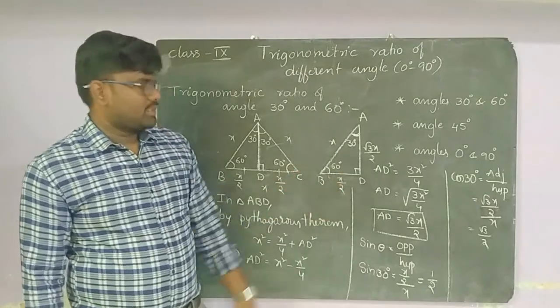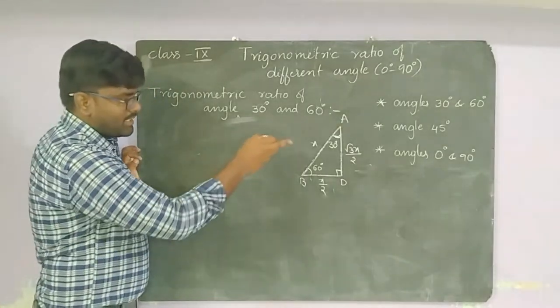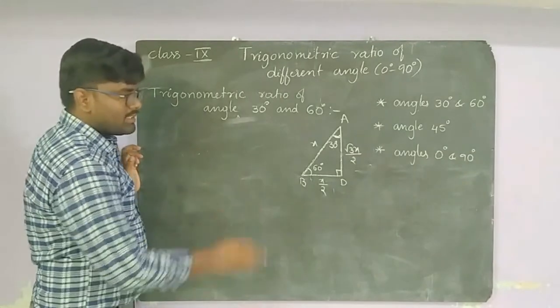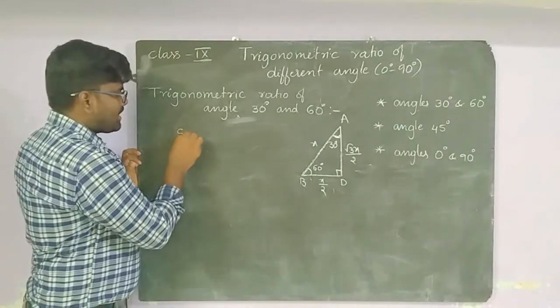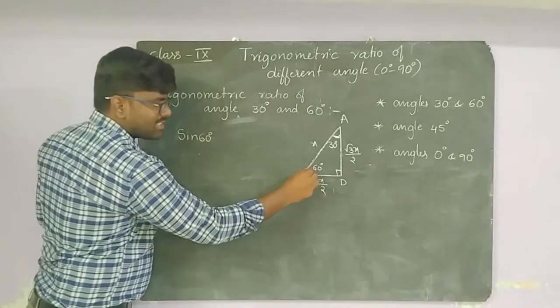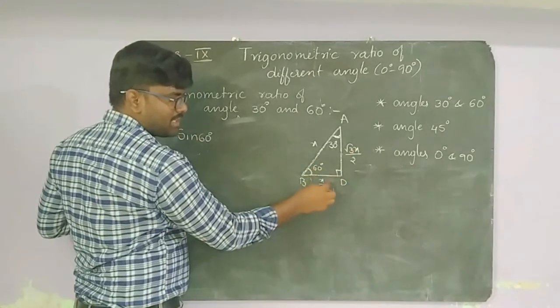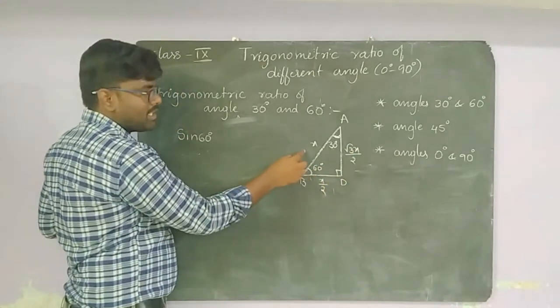1 by root 3. Similarly, tan 30, cot 30, next secant 30, cosecant 30. In the same way, we want the sin 60 value. Sin 60, angle at 60 degrees. At 60 degrees, this will become opposite, this will become adjacent, and this will become hypotenuse.